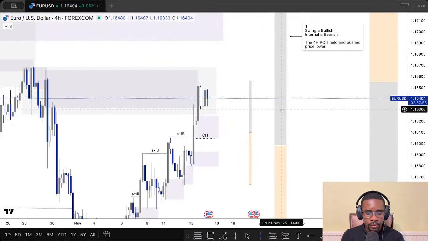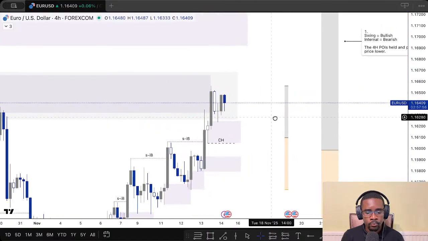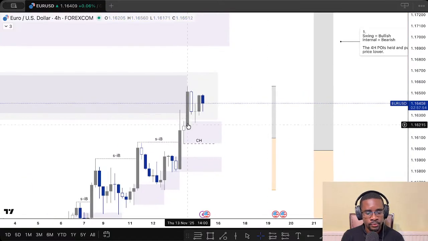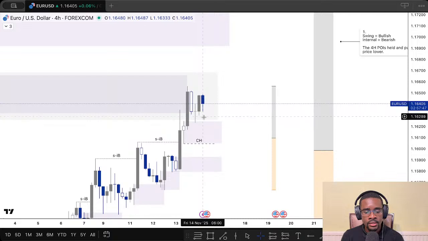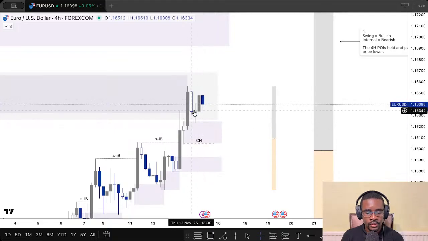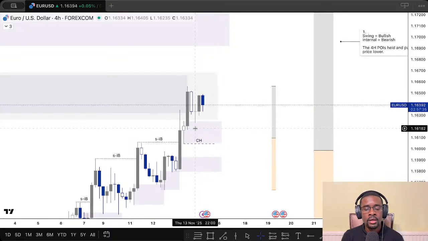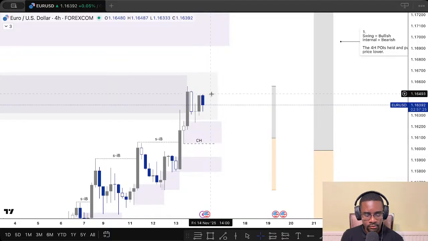Okay, based on the 4 hour, we are still bullish. Now, when price comes back down, it would have been nice if this was the time when it came down, mitigated the extreme demand, did all the bullish chalk, bearish chalk, push up, and then a second inducement, and then push up.